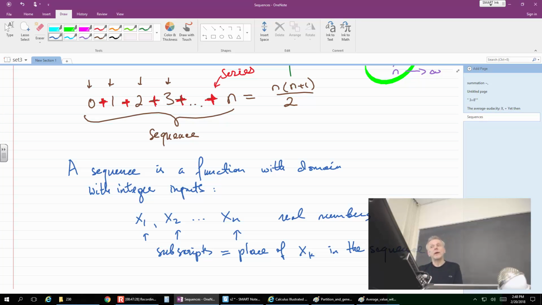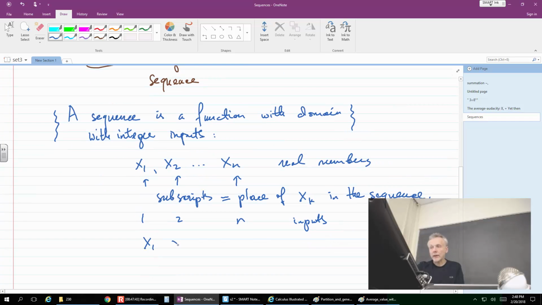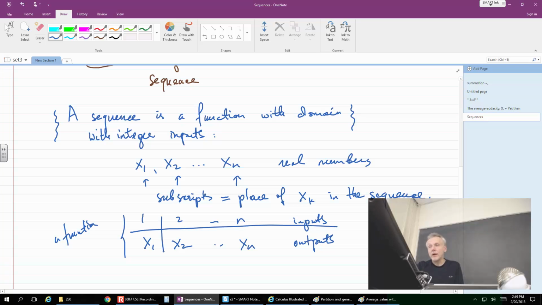But it is still the way, if you want to have a general view on functions, you think of these numbers as inputs. So 1, 2, 3, and so on, n are the inputs, and x1, x2, xn are the outputs. If you think of it this way, then you realize that this is indeed a function, a function that, as functions frequently are, can be represented by a table with one row made of the inputs and one row of the outputs.